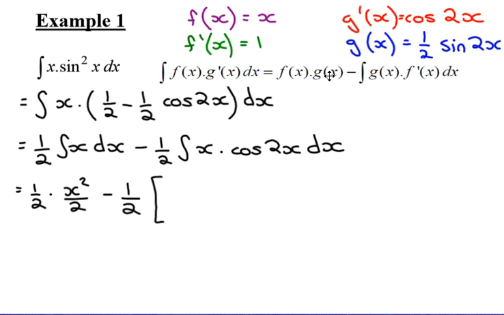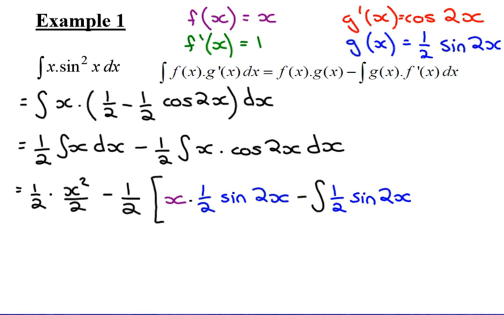I've got f times g first. So my f is just x multiplied by g, which is a half sine 2x. Remember the next part of my formula says minus the integral. So minus the integral of g, so that's half sine 2x multiplied by the derivative of f, which is just 1, and I'll still just pop that 1 in there.